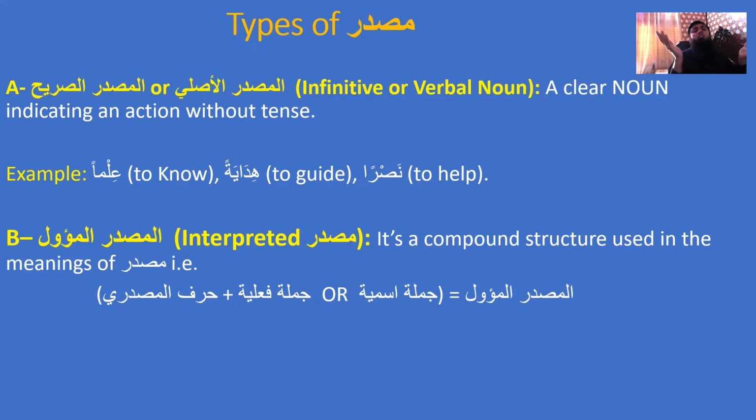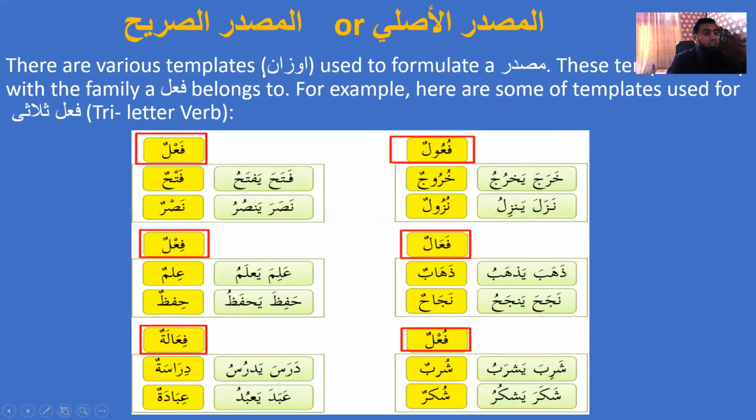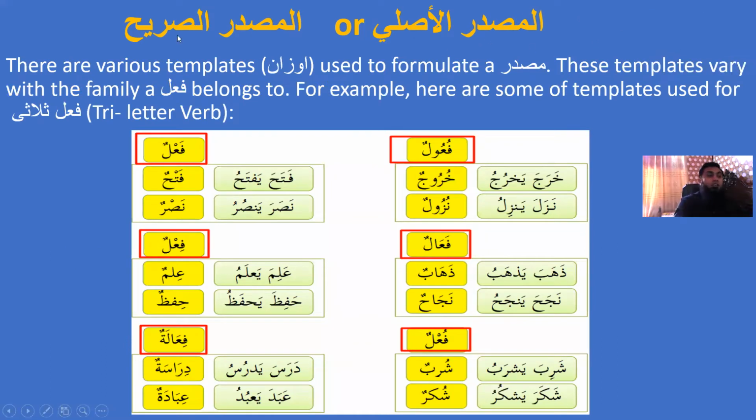Our aim is not to produce some Arabic text, so don't worry about the complexities. What I'm going to give you as the subcategories of al-masdar al-asli is just to enhance our knowledge, so when we consult any of the books, we know all of these terminologies. So as far as al-masdar al-asli or al-masdar as-sarih is concerned, there are various templates, and in Arabic we call them awzan.